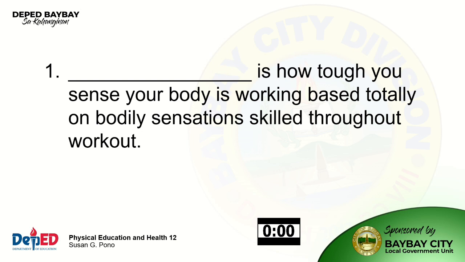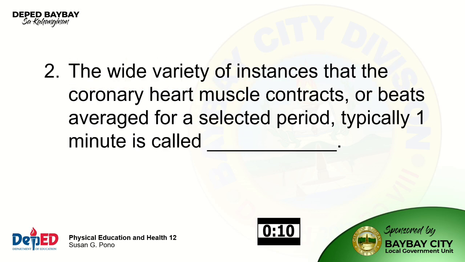The correct answer is perceived exertion. For number 2, the number of times that the heart muscle contracts or beats, averaged for a specific period, typically 1 minute, is called blank. Your 10 seconds starts now.